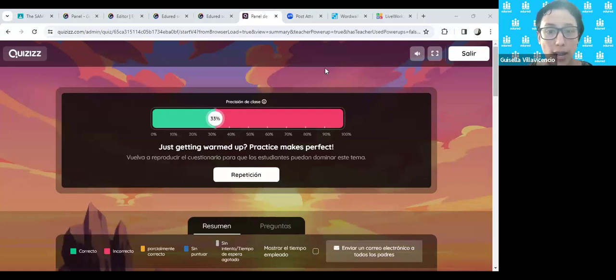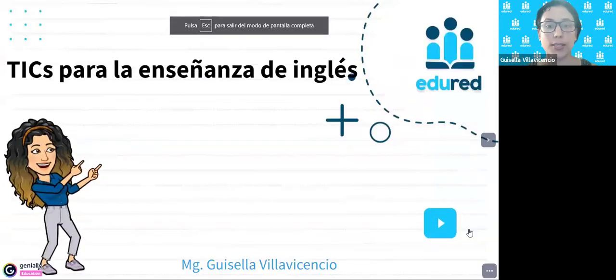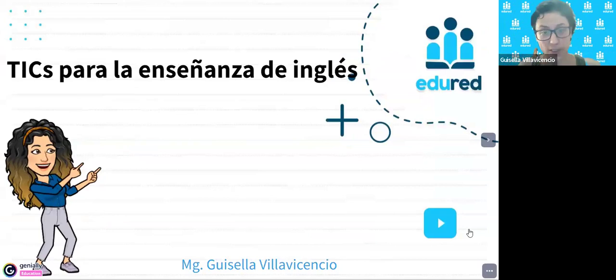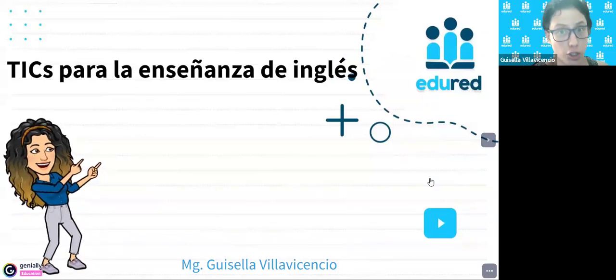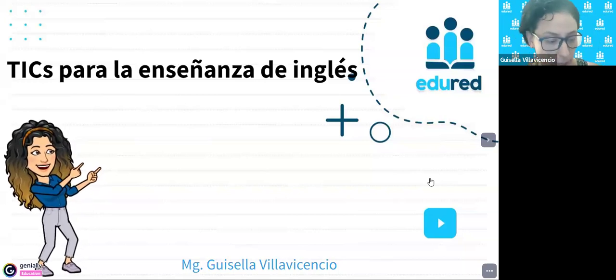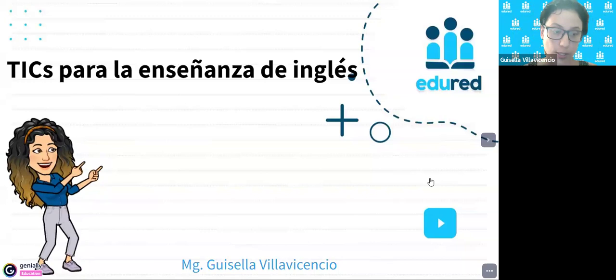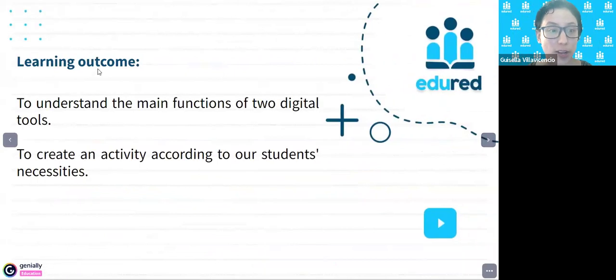This was a review of last class, right? This was last class. Now we start today's lesson. Guys, I repeat for students who just joined the session: 50% of the lesson today is a class, and the other 50% is workshop. The workshop part is going to be in Spanish because I have been required to explain the workshop in Spanish. So it will be 50% in English, and the other 50% in Spanish. Today's learning outcome is to understand the main functions of two digital tools and also to create an activity according to our students' necessities.